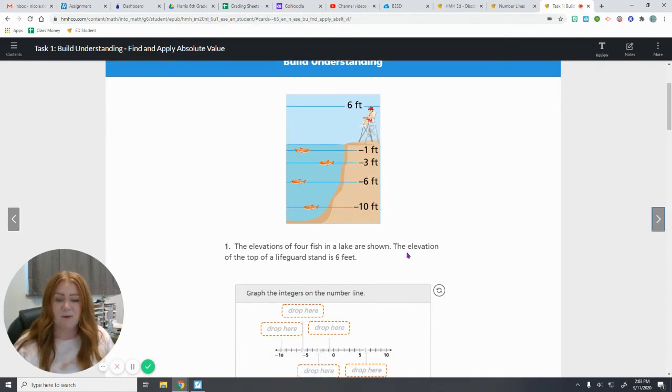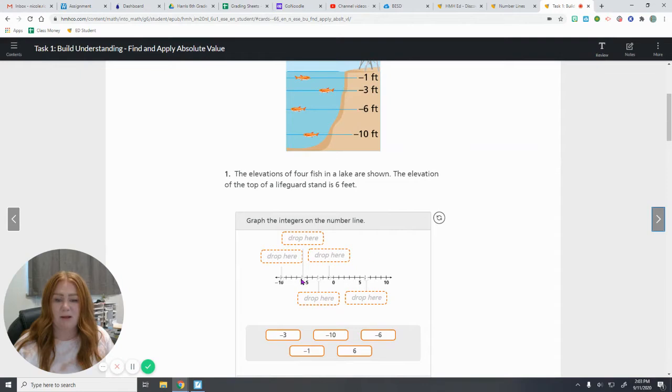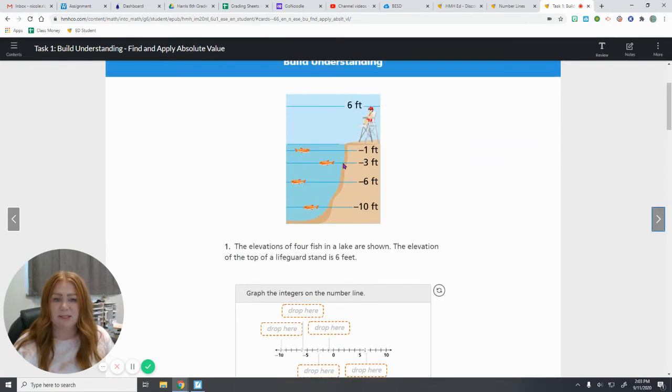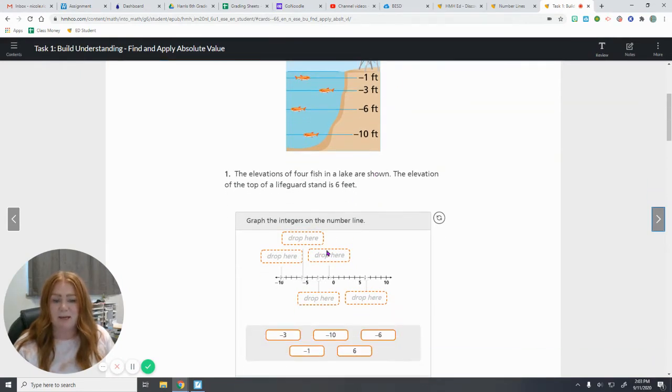So the first thing we're going to do is drop all of these numbers onto our number line. So I can see here is 0, +5, +6. Make sure your positives are on the right, your negatives are on the left. And if I go this way, here I get -1. Make sure it has my negative in front of it here.